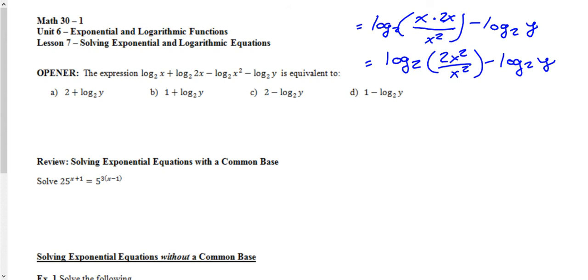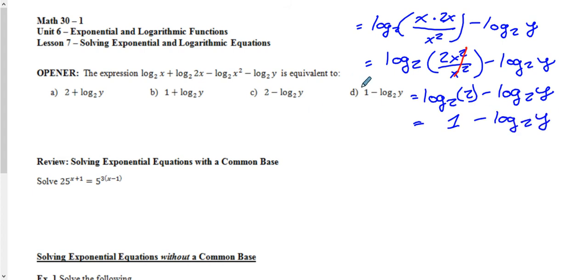Here I can clean up. My x squared and x squareds will cancel each other out. So I'm left with now log base 2 of 2 minus log base 2 of y. And again, base 2 of 2, this is one of your special cases. This is always equal to 1. So I have 1 minus log base 2 of y, and that matches up exactly with D. There we go, that's our opener.